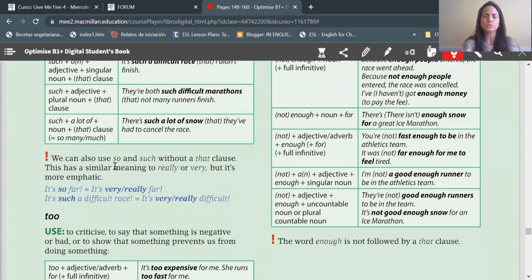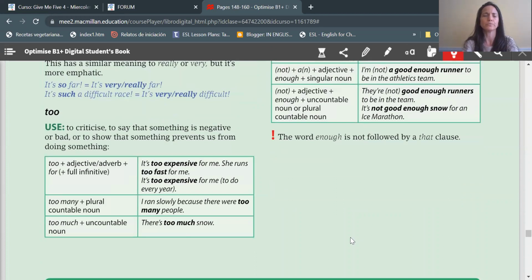We can also use so and such without a that clause. This has a similar meaning to really or very, but it's more emphatic. It's so far means it's very far or it's really far. Or it's such a difficult race, it's very difficult, or it's really difficult.